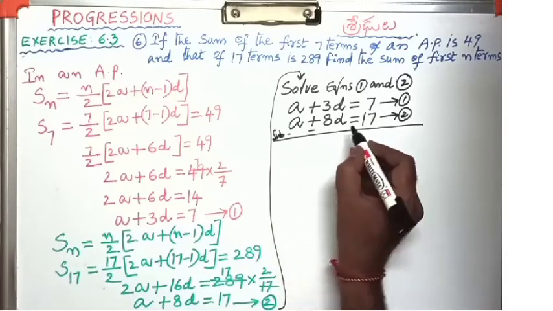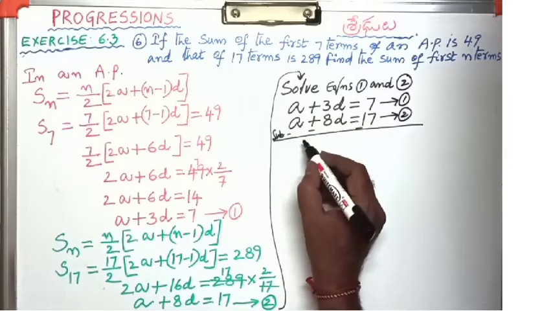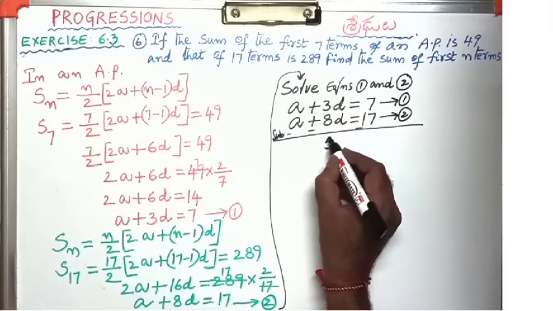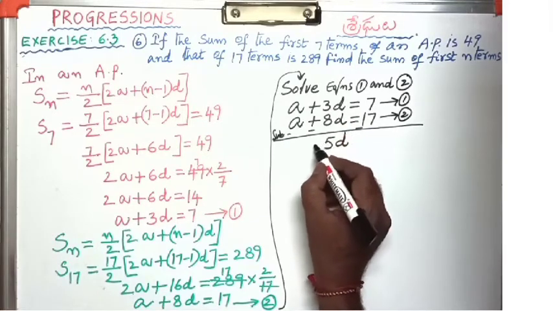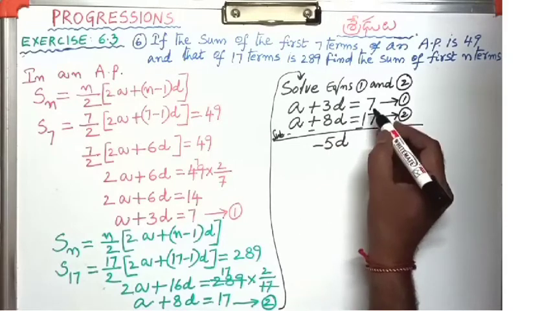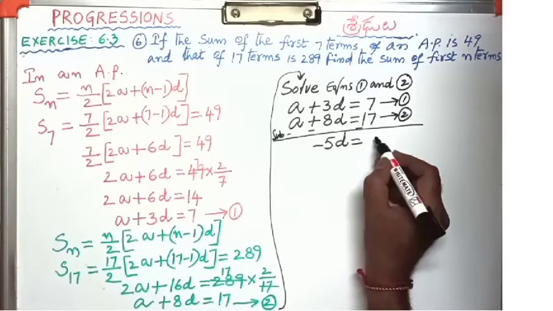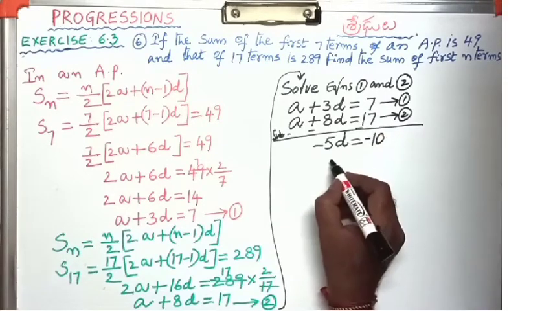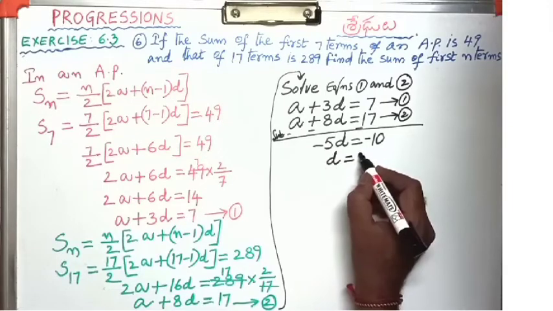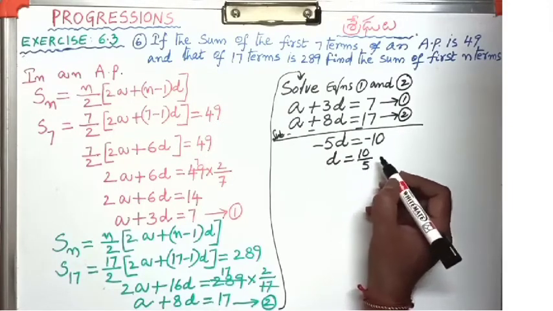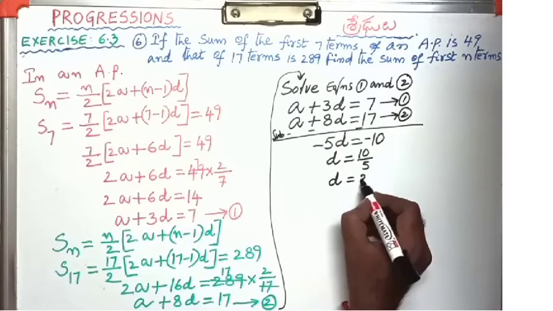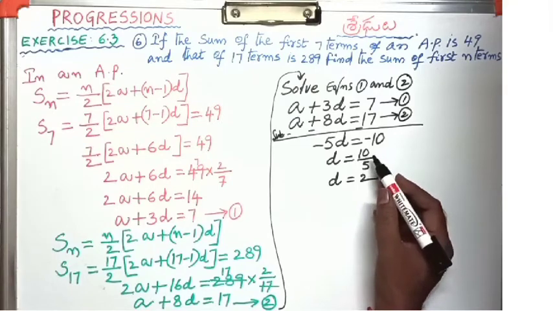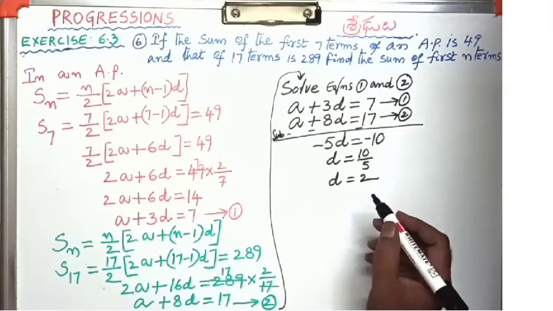Okay, then signs will be changed and the a is cancelled. Plus or minus minus. The 8 minus 3 is 5. Biggest number is 8, so its sign is minus. And 17 minus 7 is 10. Biggest number is 17, its sign is minus. So d is equal to, minus minus cancel, so it's 10 by 5, that equals 2. d is equal to 2 అంటే 5 in this 10 2 times. 10 లో 5 2 times పోతుంది కదా. So d is equal to 2 వచ్చింది.